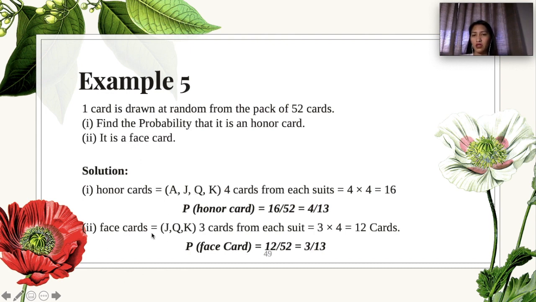While the probability that you will get face card, ay meron kang Jack, Queen, at King, yung face cards mo. Ito yung mga may muka. So, 3 cards from each suit. So, 3 times 4 kasi meron kang 4 na suits. Heart, spades, clubs, and diamond. So, 3 times 4 is equivalent to 12. Now, you have 52 cards in a deck. So, that's 12/52 or 3/13.